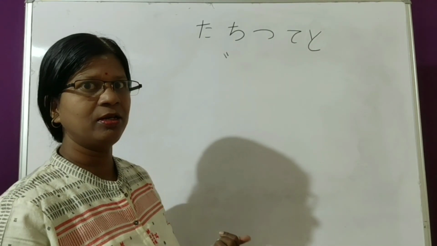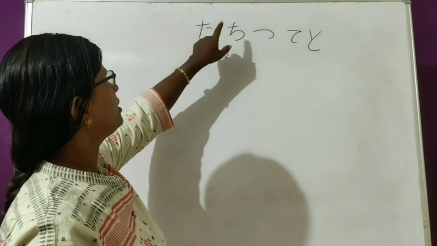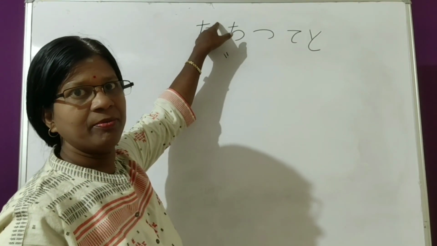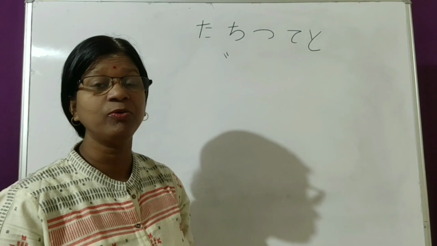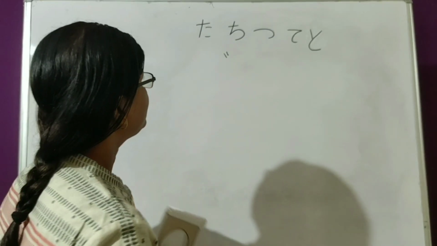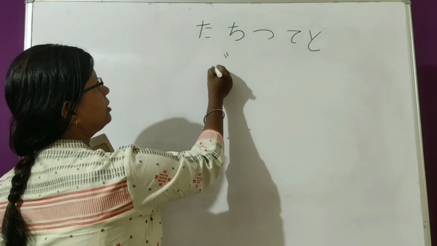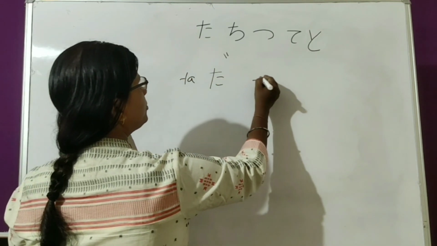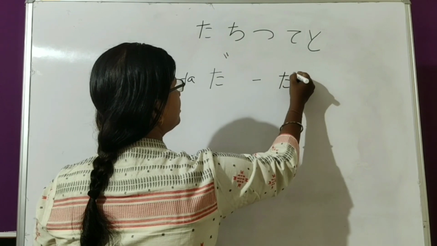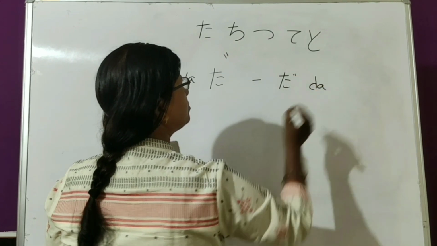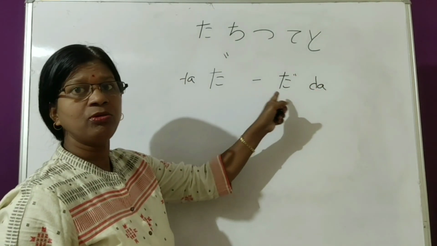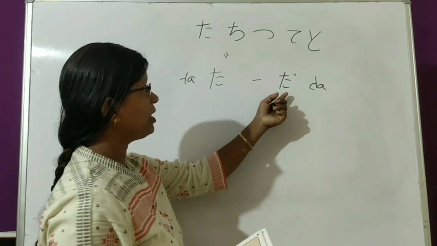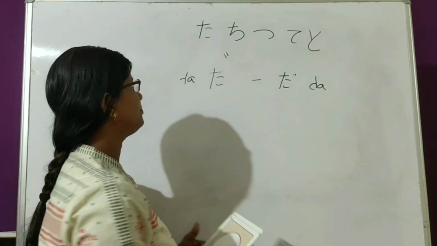Along with ta, chi, tsu, te, to, we are also going to learn alphabets with voice mark, or dakuten, or tenten. When we put this voice mark in the right upper corner of the alphabet, the sound of the alphabet will change. Let's see how it is different. This is ta. When we put the voice mark, the pronunciation changes to da.